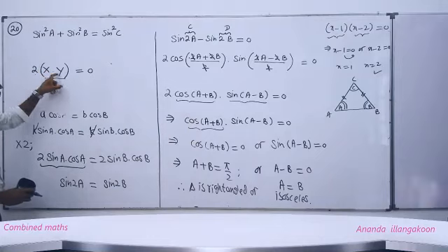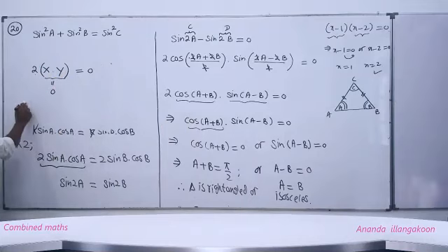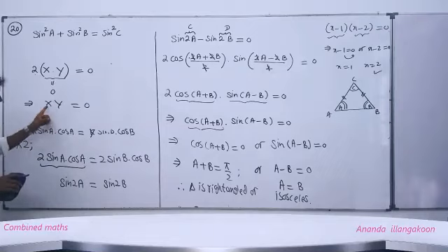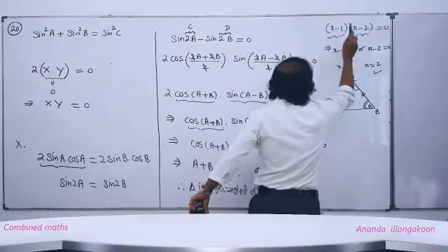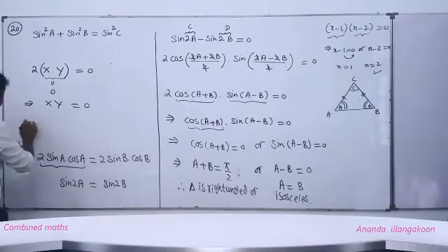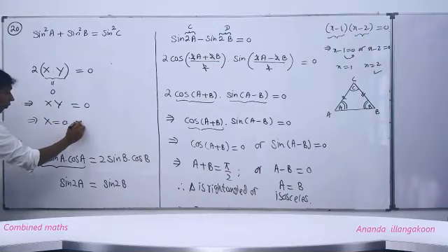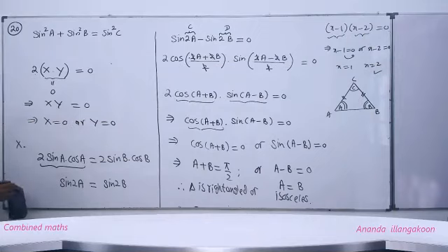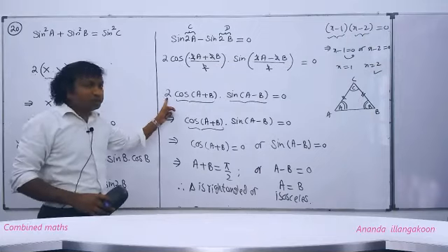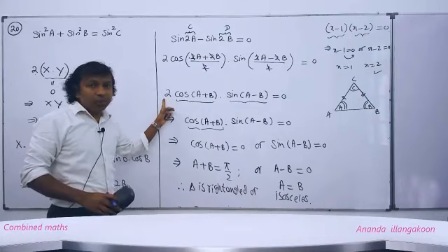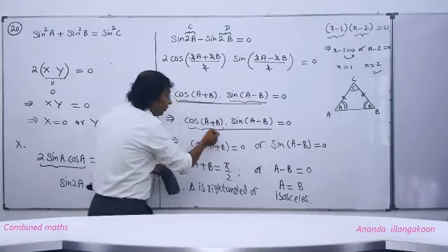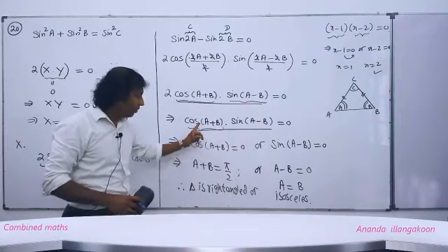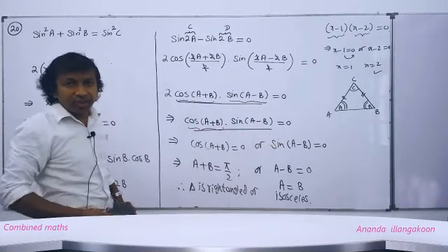Then 2 times xy equals 0 implies the xy product is 0. For this xy product to be 0, what is the condition required? This 0 or this 0. This implies x equals 0 or y equals 0. Understand? Here 2 is not equal to 0. Therefore, for 2 into this product to be 0, definitely this product should be 0. That means x is 0 or y is 0. That's what is really happening there.